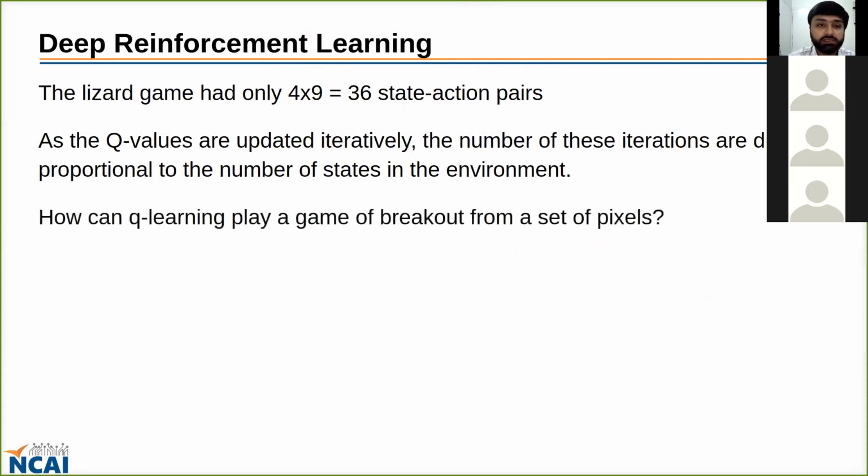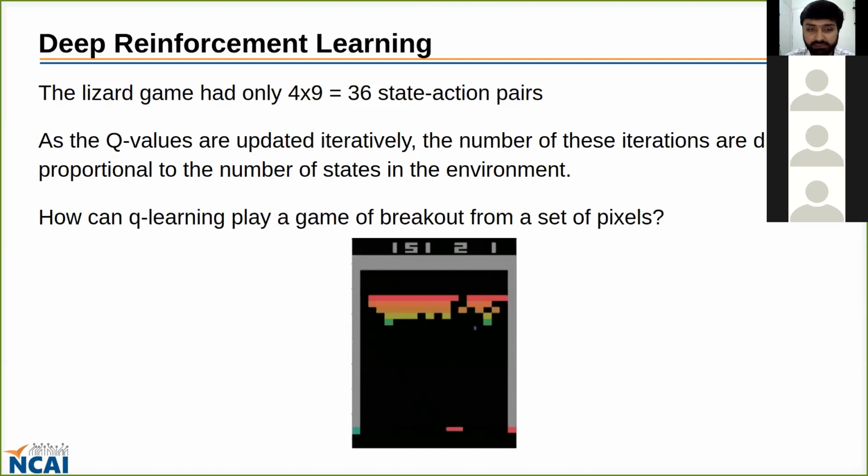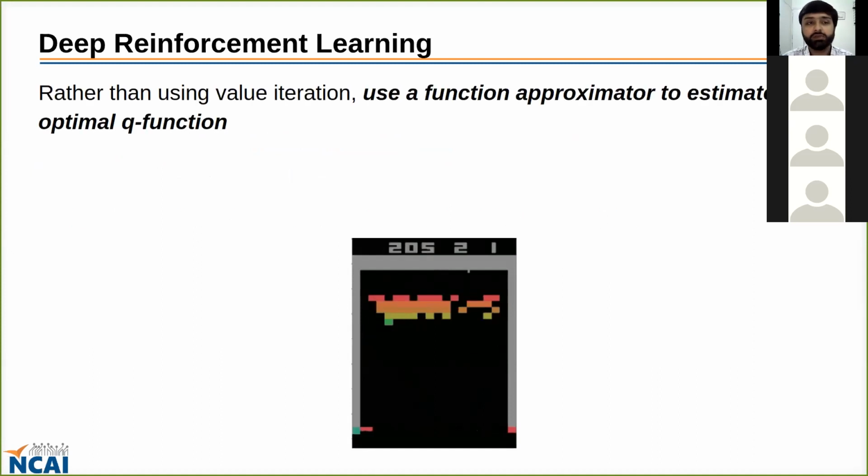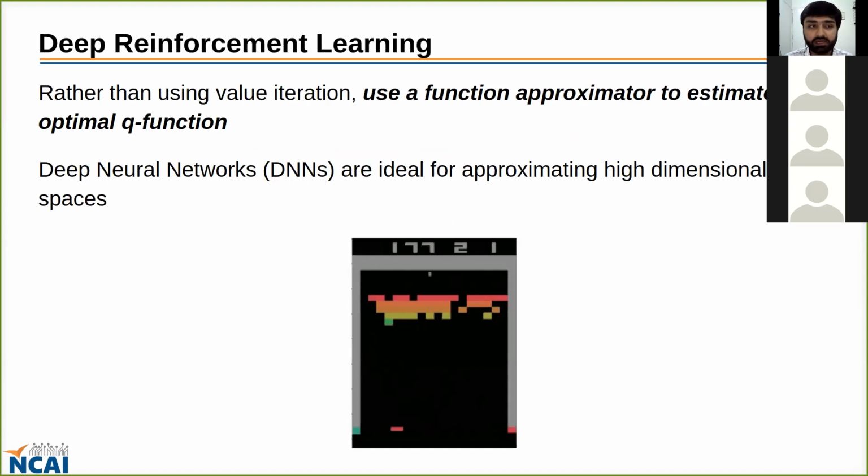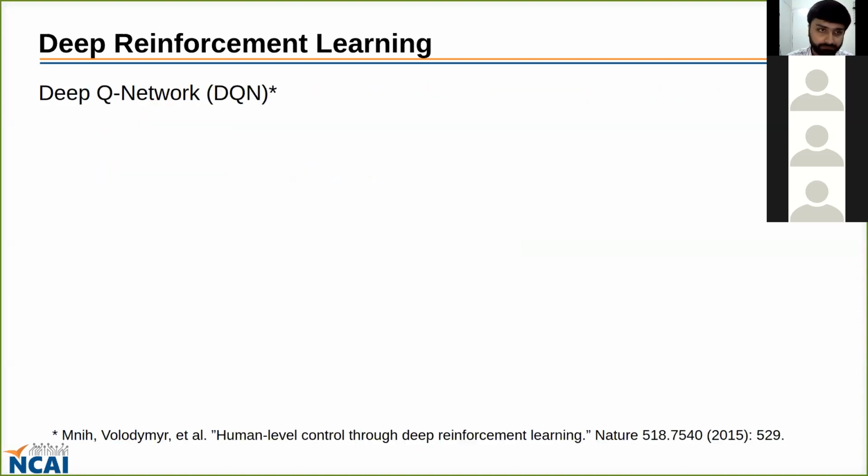So how can Q-learning, for example, play a game of Breakout that we saw earlier from a set of pixels, as I talked about earlier? It is being played by a Q-learning algorithm, but let's see how. Rather than using value iteration, which we saw earlier, of finding better and better Q values, we use a function approximator to approximate or estimate the entire optimal Q function. Deep neural networks are ideal for approximating high dimensional spaces, so we employ deep neural networks as the Q function approximators, and the algorithm is then called deep Q-learning.